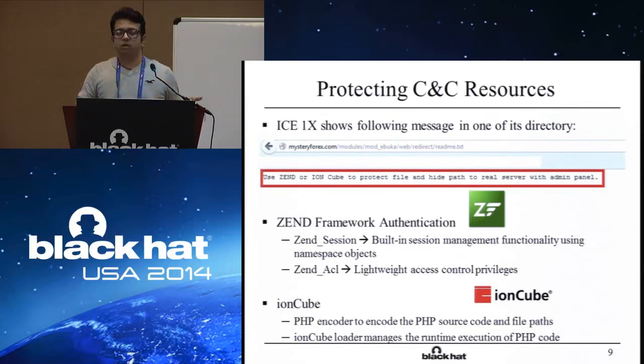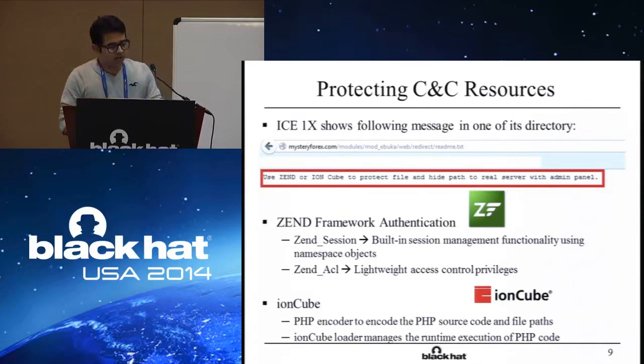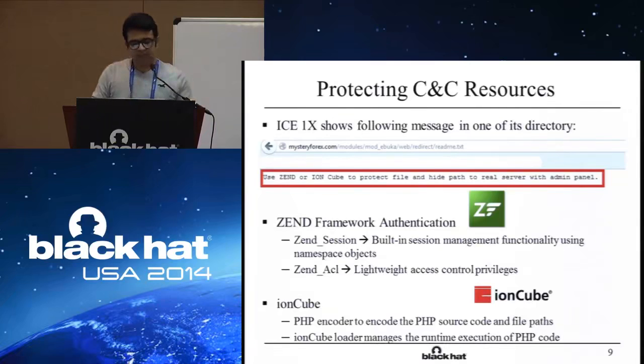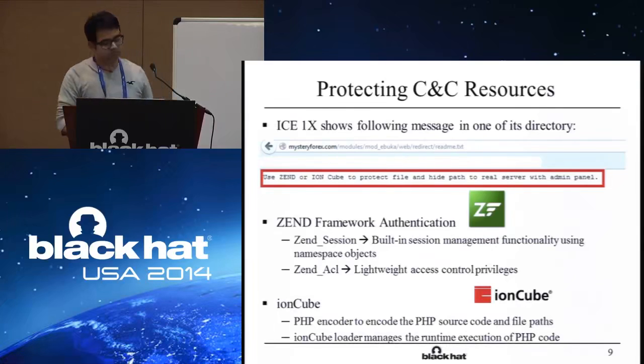Although they have some built-in protection mechanisms to protect the CNC panel, like cryptographic keys, the login web page key, and gates, to protect the source code they can use third-party protection software such as IronCube and Zend framework to implement some sort of access control policies. This has been taken from a real-time server hosting a CNC panel, and they use these kinds of protection mechanisms too.